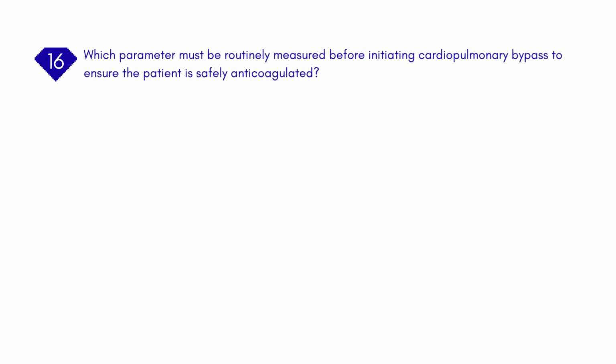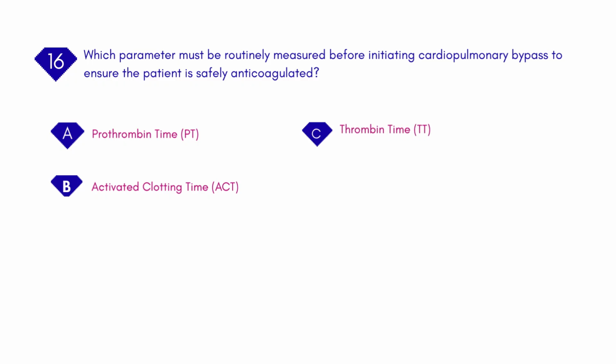Which parameter must be routinely measured before initiating cardiopulmonary bypass to ensure the patient is safely anticoagulated? A. Prothrombin time, PT. B. Activated clotting time, ACT. C. Thrombin time, TT. D. Bleeding time. Answer: B. Activated clotting time, ACT.